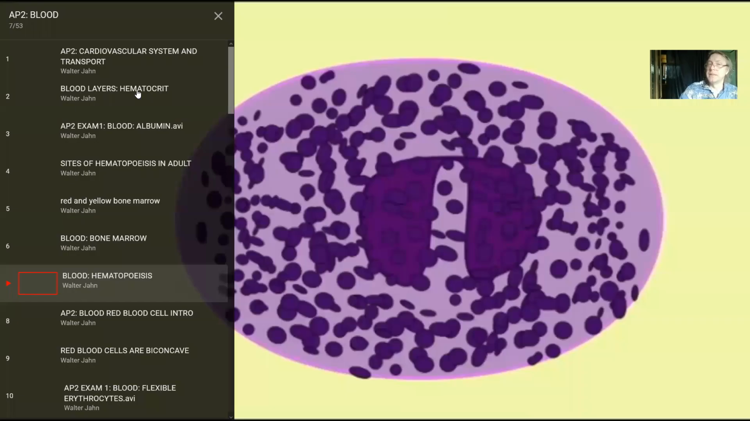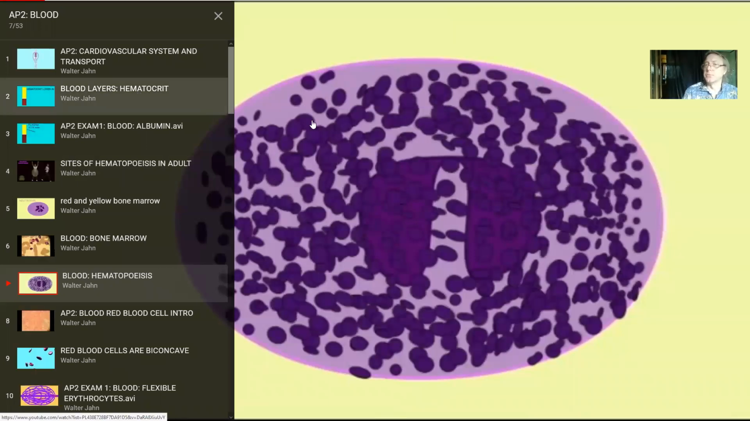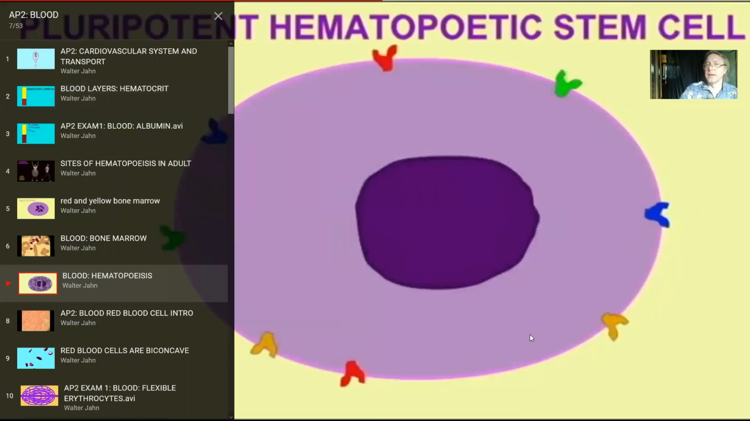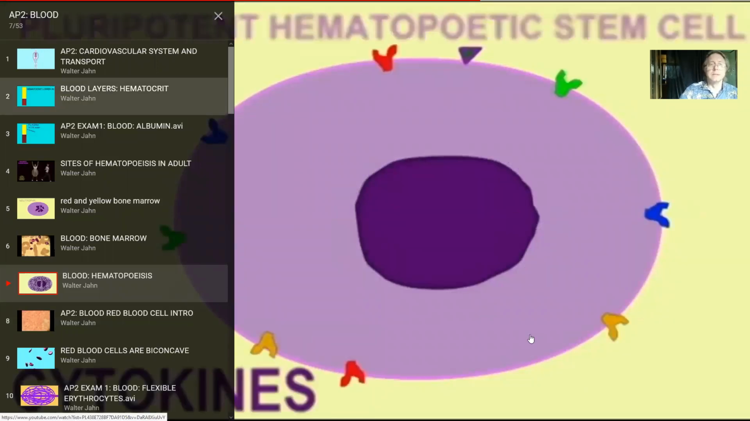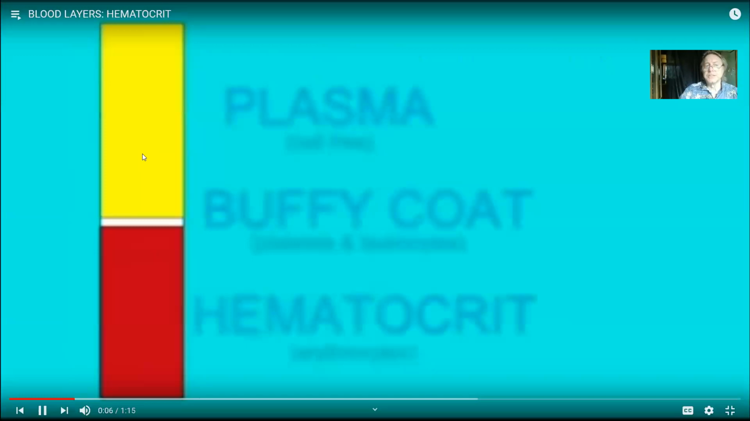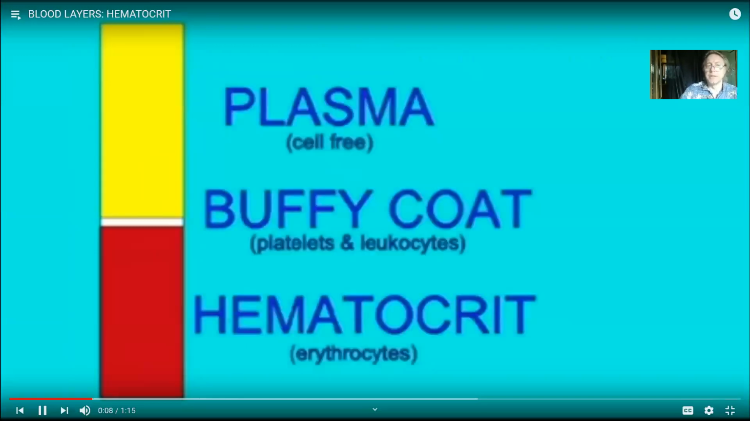When we spin blood down, the blood separates into three layers. The cell-free plasma is the top layer. The hematocrit with the red blood cells is the bottom layer. And in between is the buffy coat, which has white blood cells and platelets. So you spin blood down and it creates plasma, the buffy coat with white blood cells or leukocytes and platelets.